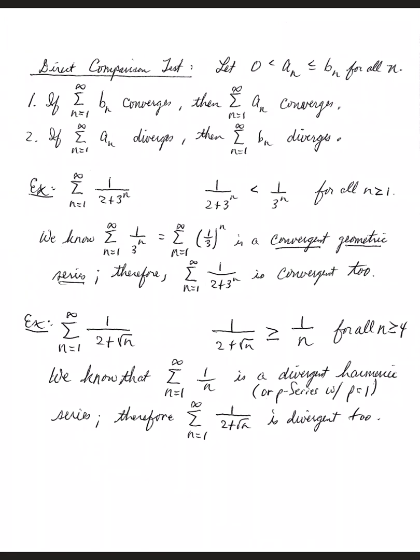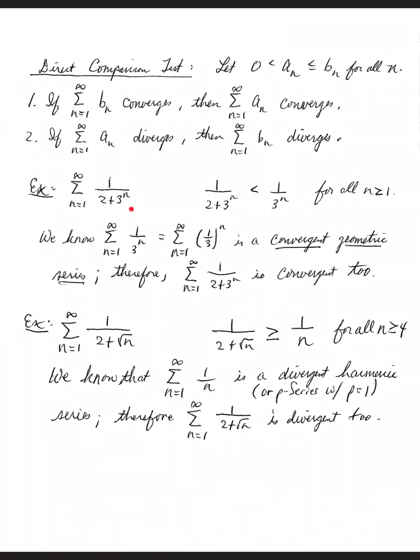The other way to look at that is if you have an infinite series and you have a smaller term that diverges, then the infinite series of the larger term will also diverge. We're going to look at examples of each case. For example, the infinite series from 1 to infinity, 1 over 2 plus 3 to the n. What you want to do is find a very comparable term.